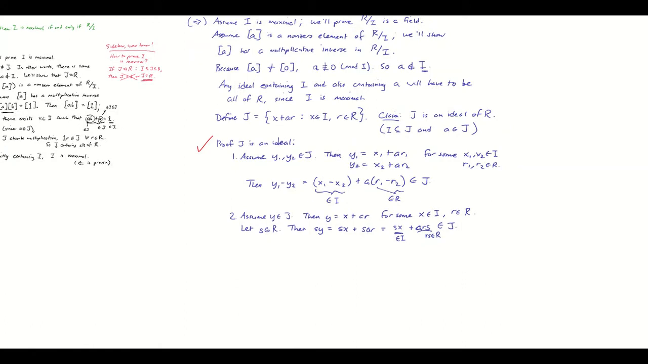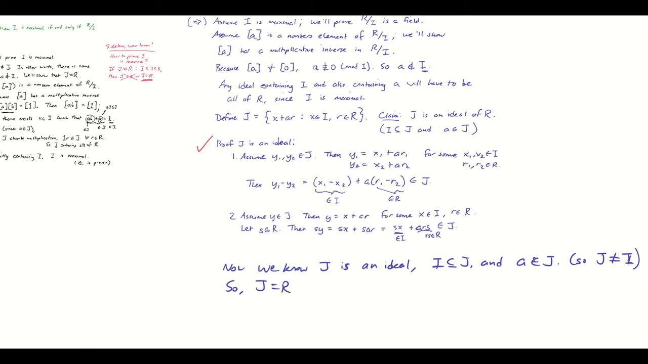All right, so why did I bother proving that J is an ideal anyway? Well, now we know J is an ideal, I is a subset of it, and A is in J. So J is not equal to I, because one thing we established at the beginning of the proof is that A does not belong to I. So J has to equal R, since I is maximal. So in other words, we got this bigger ideal, and I was maximal. That bigger ideal is going to have to be the entire ring.